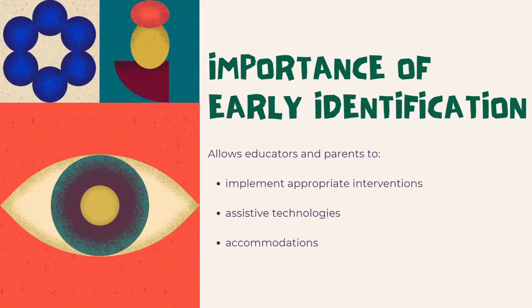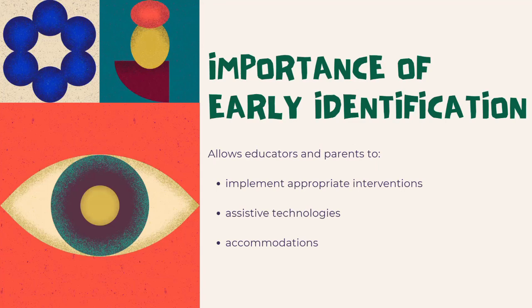On the other hand, if a child's visual impairment goes undetected, they may struggle with reading, recognizing facial expressions, or participating in activities, leading to frustration and disengagement. Thus, early screening and assessment are essential in providing a structured and supportive learning environment for students with visual impairment.